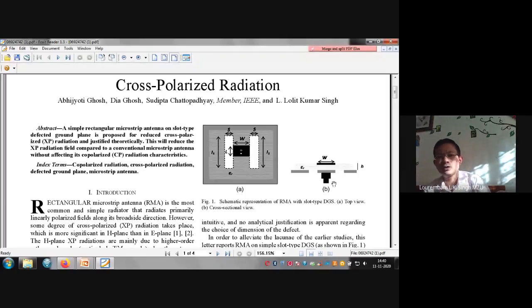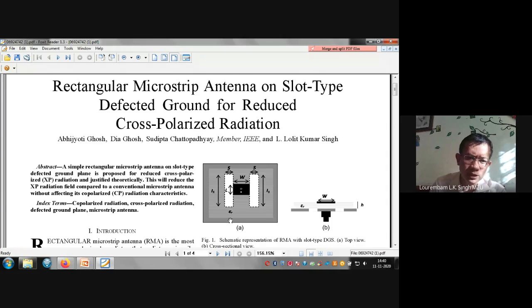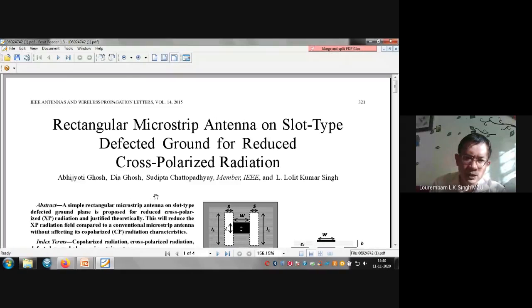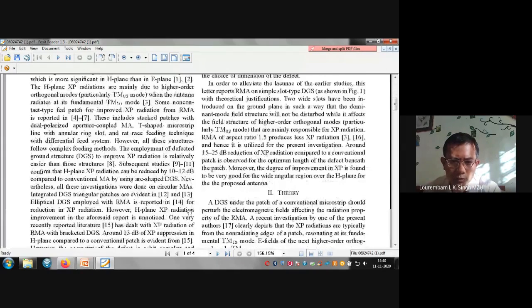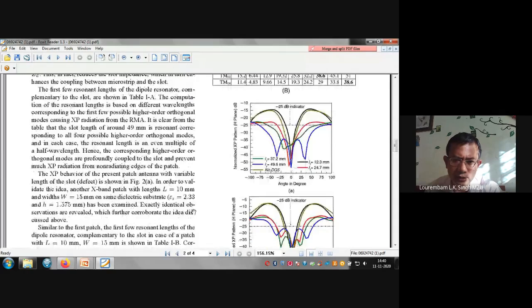After that, we found that the cross-pole has been suppressed very well, without affecting the radiation pattern of the main beam. This was the main work of this paper. That is why it is a defected ground structure, with slot-type defects on the ground for reduced cross-pole radiation. So we can now see some of the results.